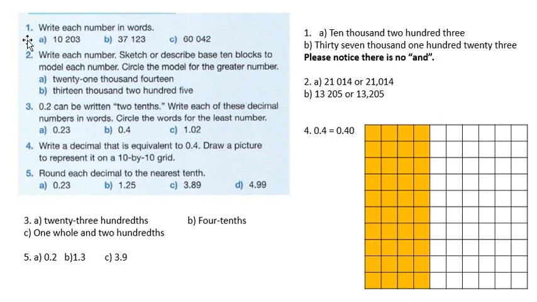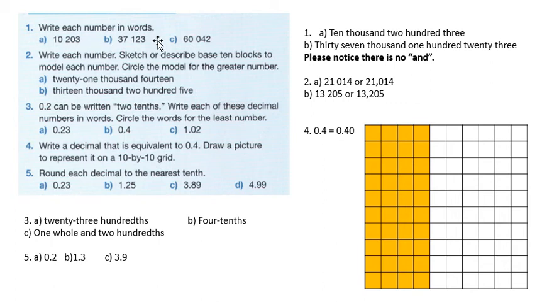So to review some of our previous work that we've done in previous grades, number 1, write each number in words. I've rewritten it on this side over here. So A is 10,203. The 10,000 from the 10,000 column and the 1,000 column, the 100 column, the tens column, and the ones column.